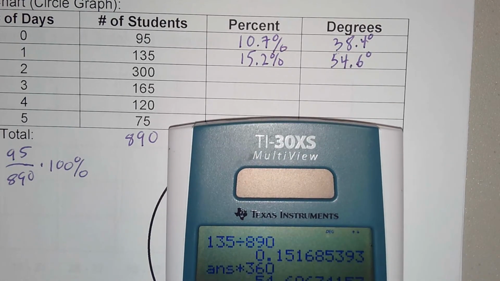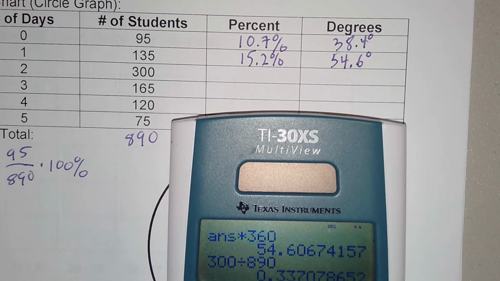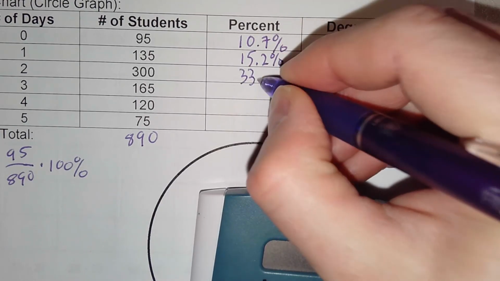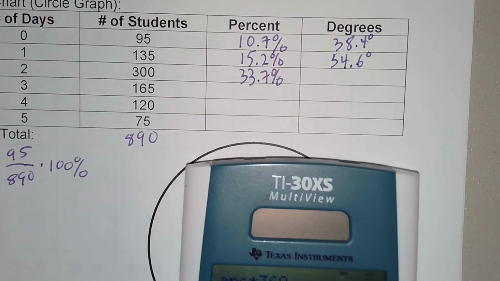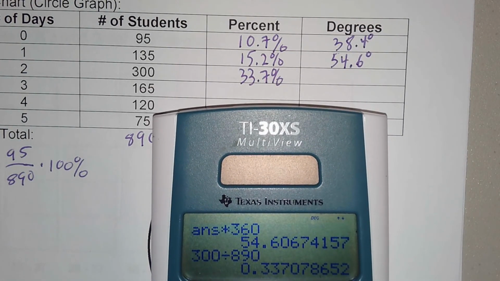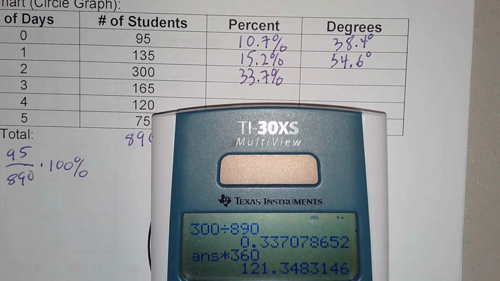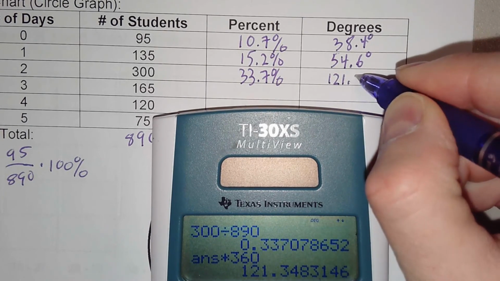Alright, then we're going to do that with 300 divided by 890. So that's 33.7%. I've got to stop doing these so early in the morning. Multiply by 360. That's 121.3 degrees.